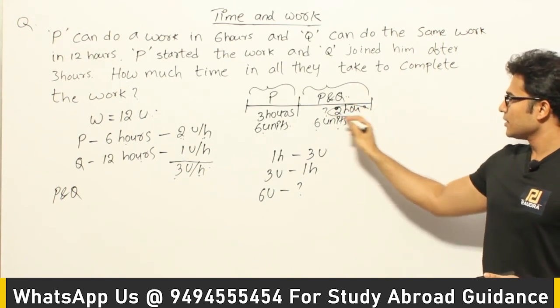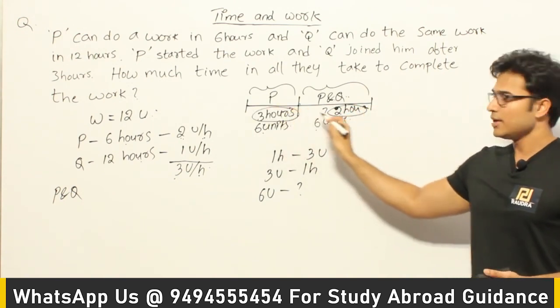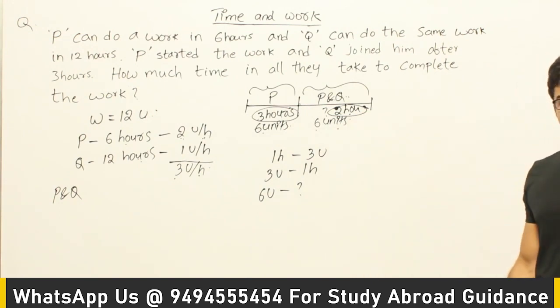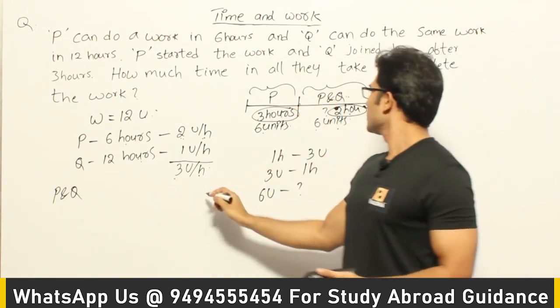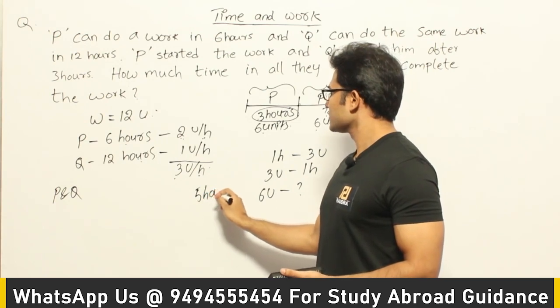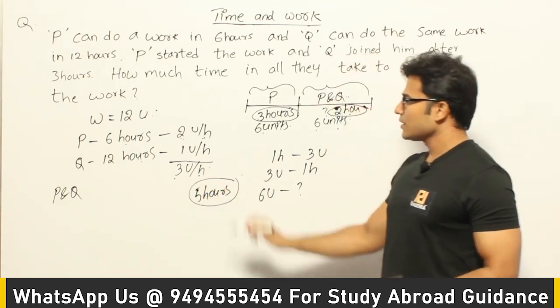Now if you see this, initially 3 hours is spent and next 2 hours is spent. The total amount of time required to finish this project is 3 plus 2, which means 5 hours. Got it? Now what is the other way of doing it?